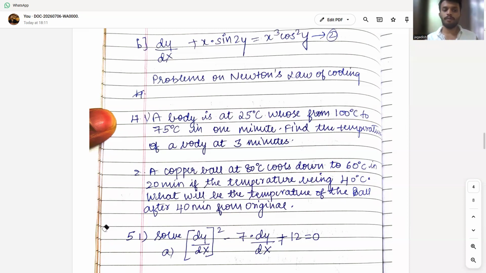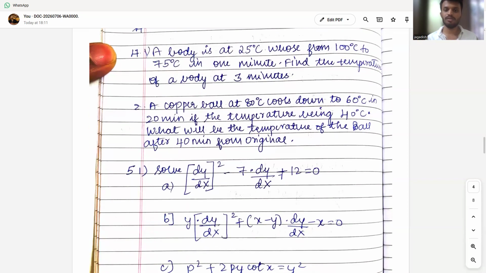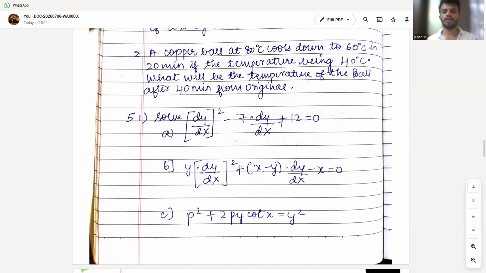So a copper ball at 80 degrees Celsius cools down to 60 degrees Celsius in 20 minutes. If the temperature is 40 degrees Celsius, what will be the temperature of the ball after 40 minutes from the original? Here they have not asked the cooling period time. They have asked the original temperature. So whatever formula you have, there will be a theta naught in it. So they have asked to find that out.